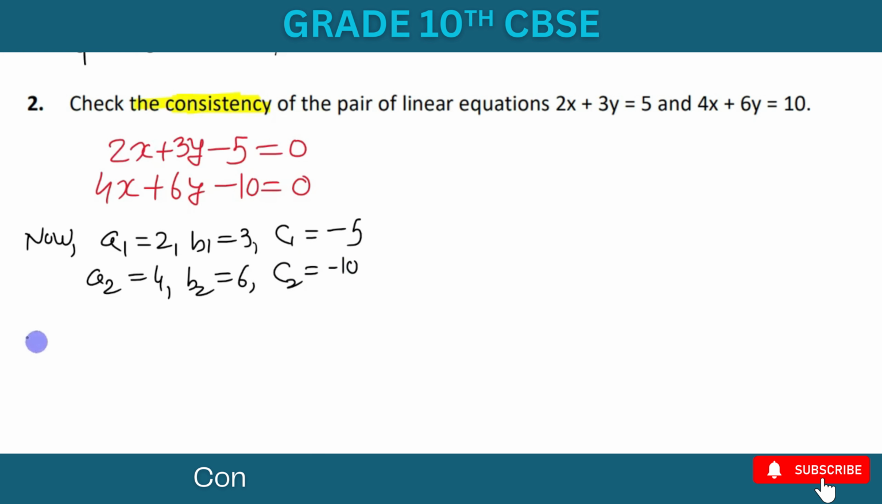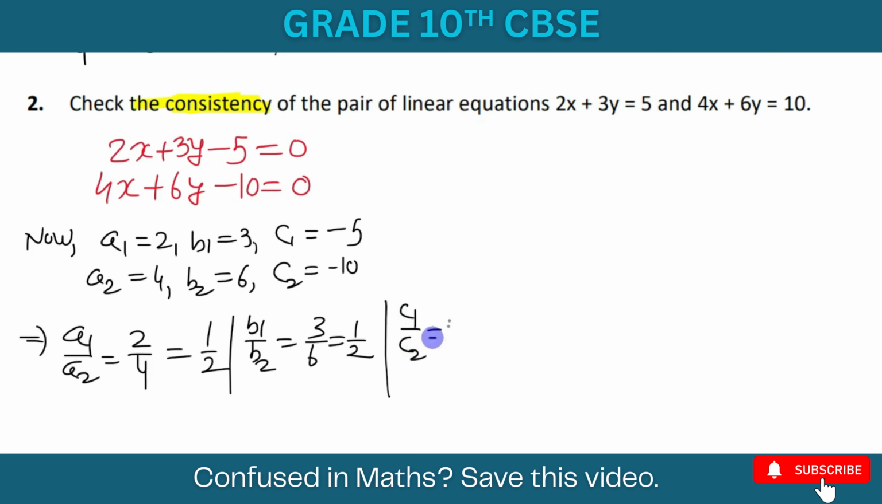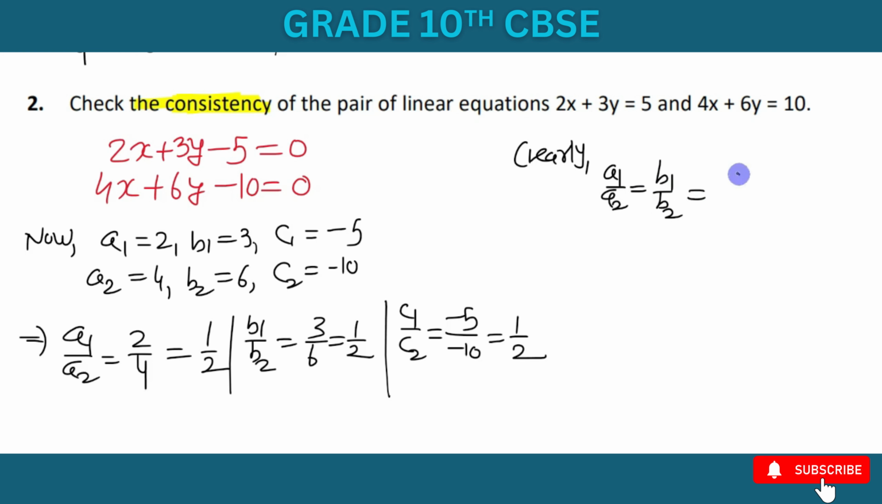negative 10. So we will see now a1 upon a2, which is 2 over 4, which is of course 1 over 2. Then second, we can check b1 upon b2, so 3 over 6, which is also 1 over 2. And c1 over c2, so negative 5 over negative 10, which also gives us 1 over 2, right? So very clearly we can see that a1 upon a2 is equal to b1 upon b2 is equal to c1 upon c2. All are equal.